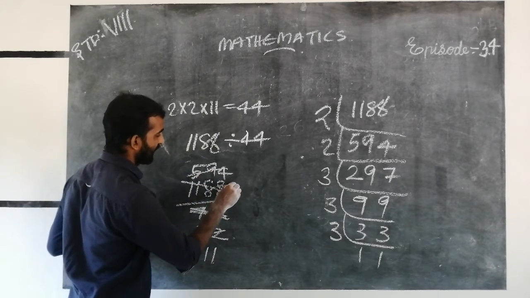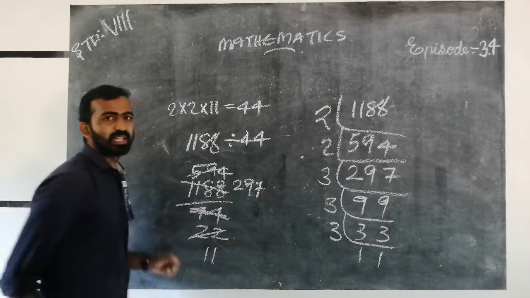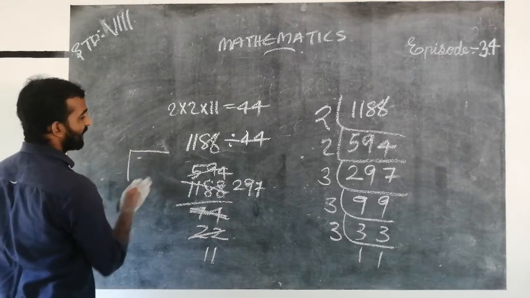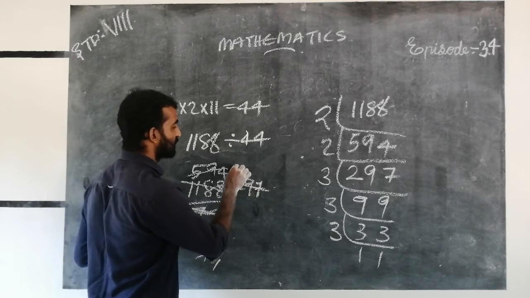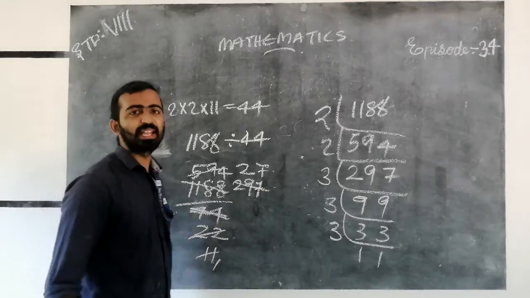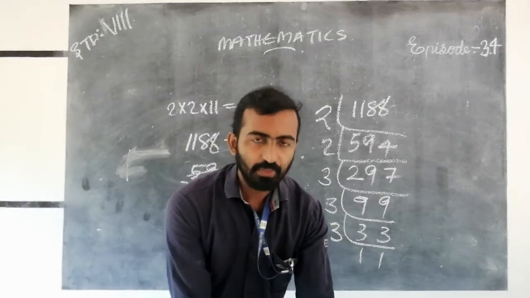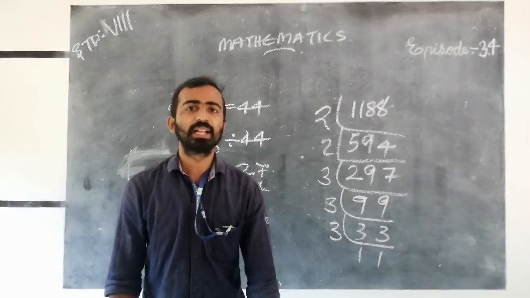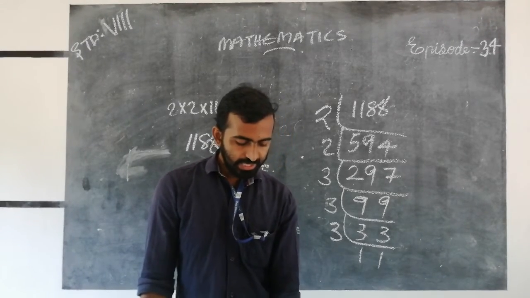Here we get 297. Is it? Yes. And when we divide by 11, we get 27. That is, 27 is a perfect cube. That means 3 cubed. Is it? Yes. And what is our next example?